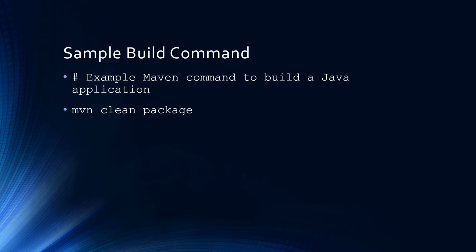Common build configuration mistakes to avoid. 1. Not specifying dependency versions explicitly. 2. Ignoring warning messages during builds. 3. Not managing plugin versions. 4. Keeping build logs indefinitely. 5. Not implementing proper error handling.